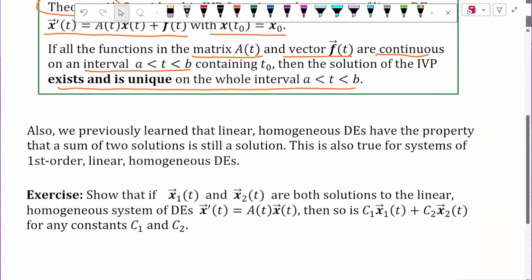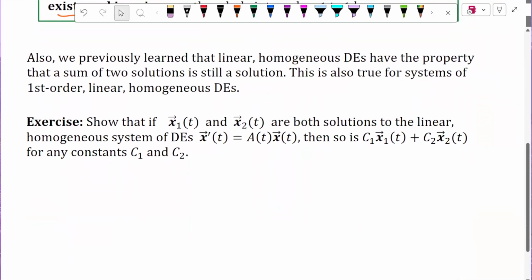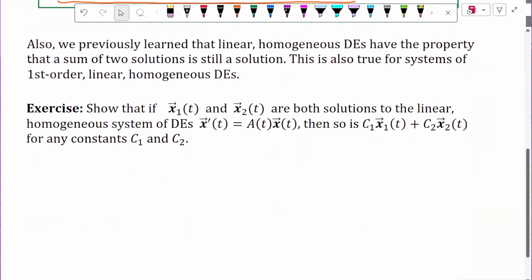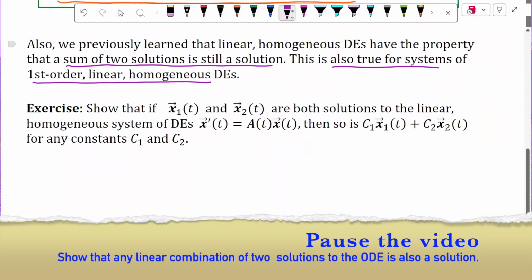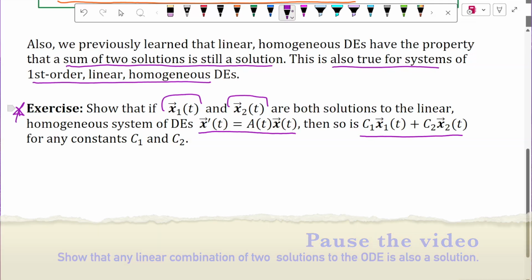We also learned that linear homogeneous differential equations have the property that a sum of two solutions is still a solution. This is the principle of superposition. Well, this is also true for systems of first-order linear homogeneous differential equations. Take a second and pause the video and convince yourself through this exercise that if you have two solutions, x1 and x2, of a differential equation, then a linear combination of these solutions to this homogeneous linear differential equation is also going to be a solution.